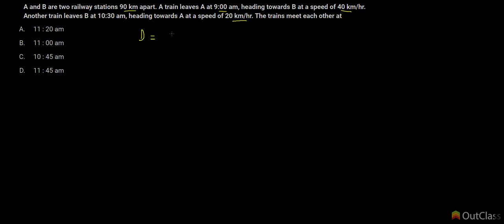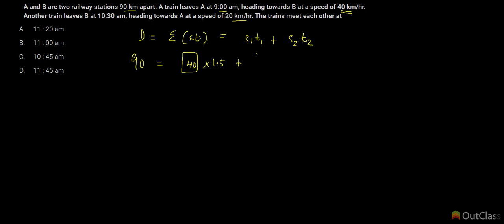The total distance is sigma st. There's a certain time t1 for which the relative speed is s1. That's one phase of the journey. And then the second phase, you have a certain other duration t2, where the relative speed is s2. That's all there is. 90 total distance is during the first phase, that is from 9 to 10:30, 1.5 hours, the relative speed is simply 40, because only one train is moving.